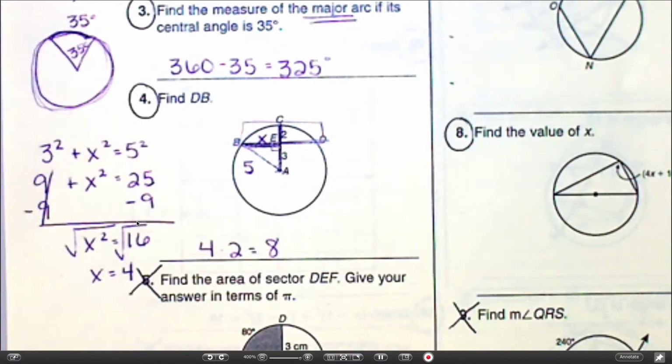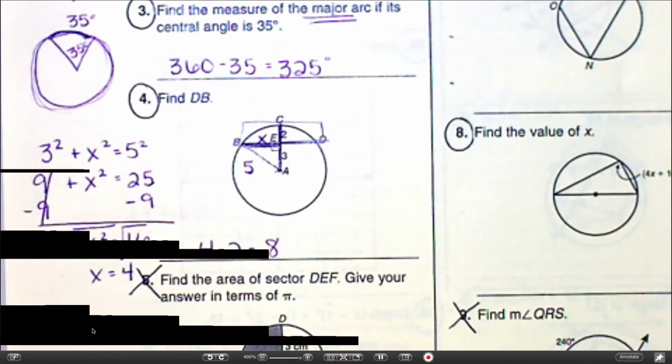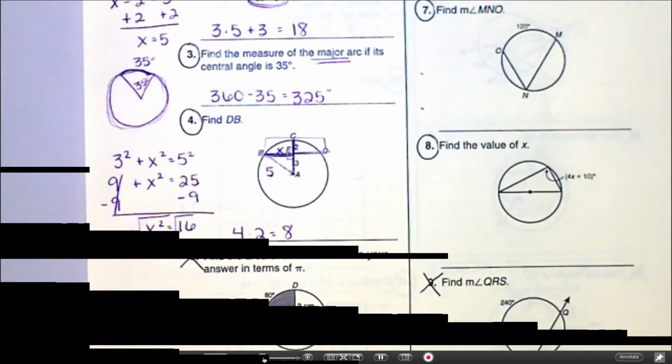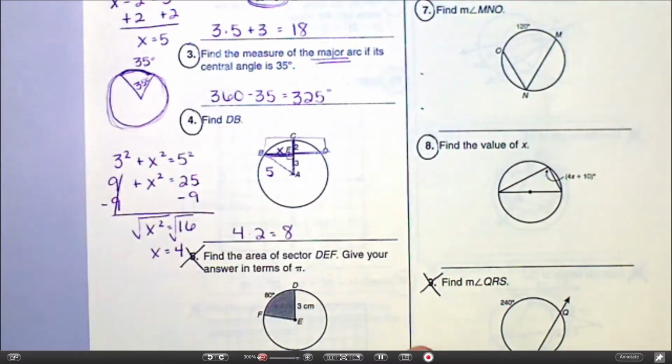Good. Let's do a good job with those. Guess we don't need to be zoomed in quite that much. There we go. Let's head over to number 7.